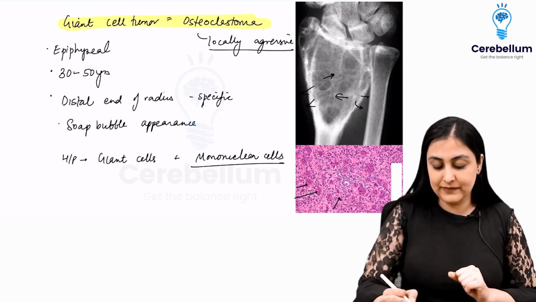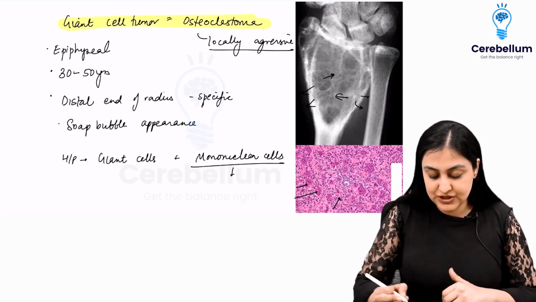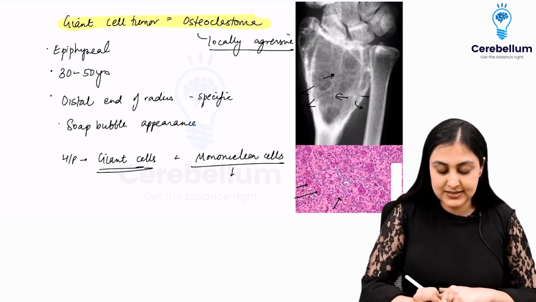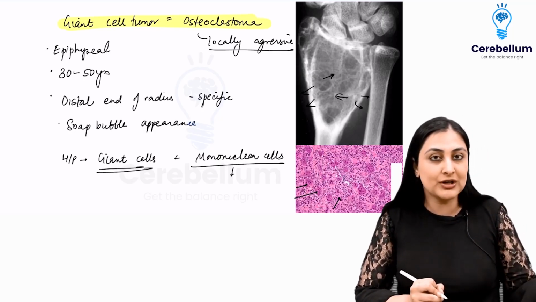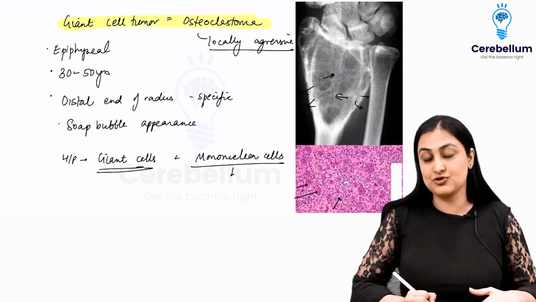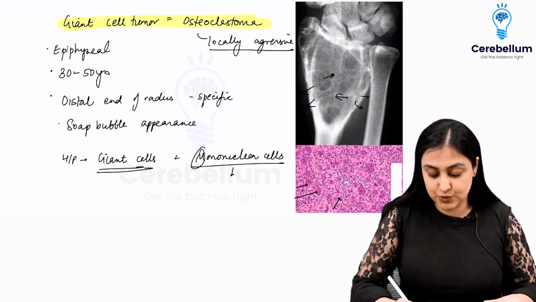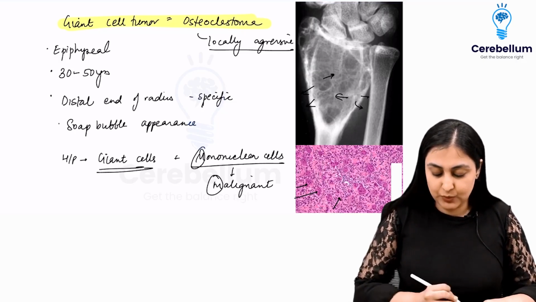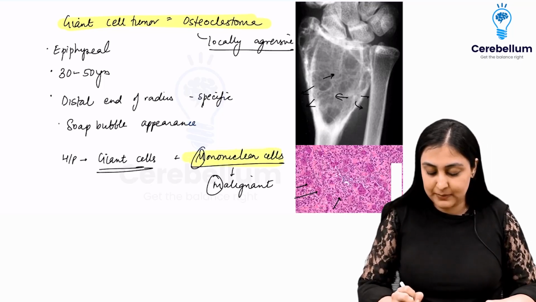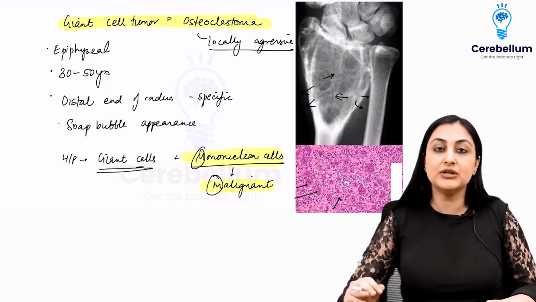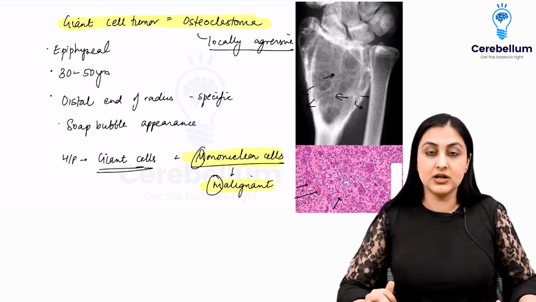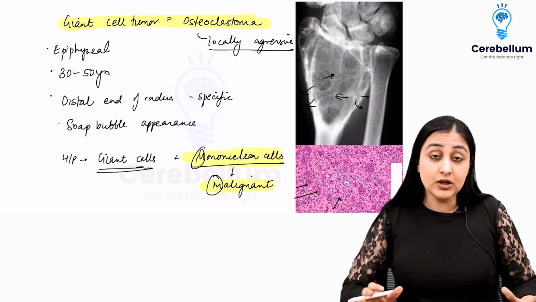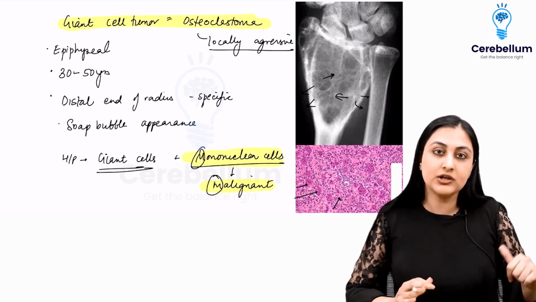So that is why we call it locally aggressive. It's not the giant cells which make it locally aggressive or malignant, it's actually the mononuclear cells. So you want to remember it's M for M. It's the mononuclear cells which are going to be contributing to the malignancy within the GCT, or the locally aggressive nature of the GCT.